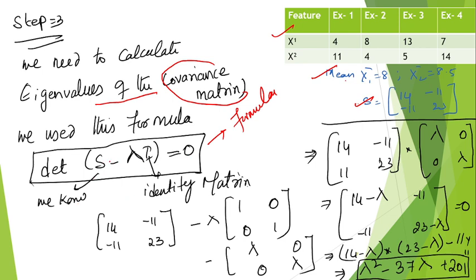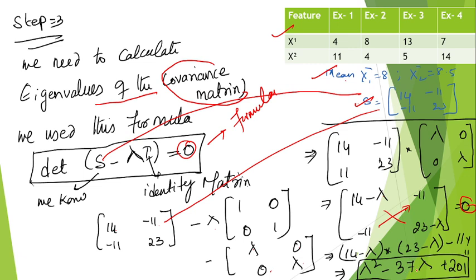We know S, we have already got it, correct? I is the identity matrix. So the 14, minus 11 and so on, whatever is here, we bring it here, minus lambda times the identity, which becomes lambda, 0, 0, lambda. Subtracting, we get 14 minus lambda, minus 11, minus 11, 23 minus lambda, is equal to 0. Now cross multiplication, what is the value? Got it?